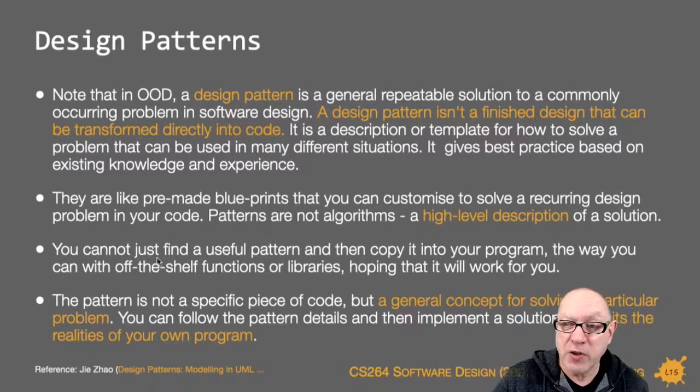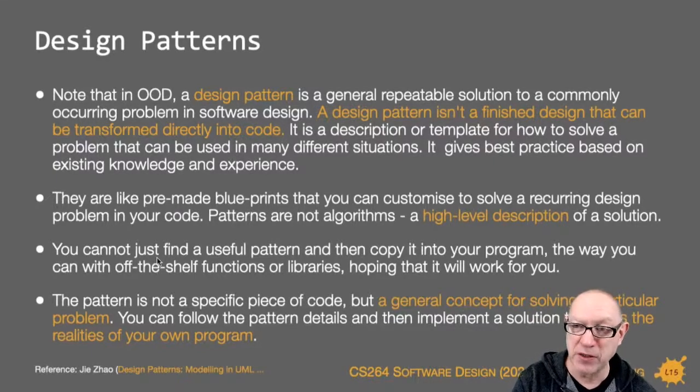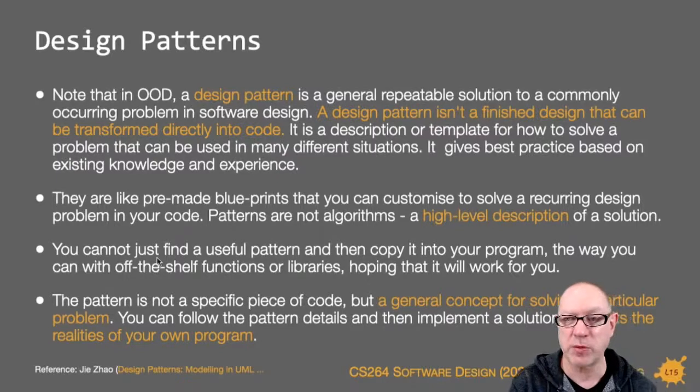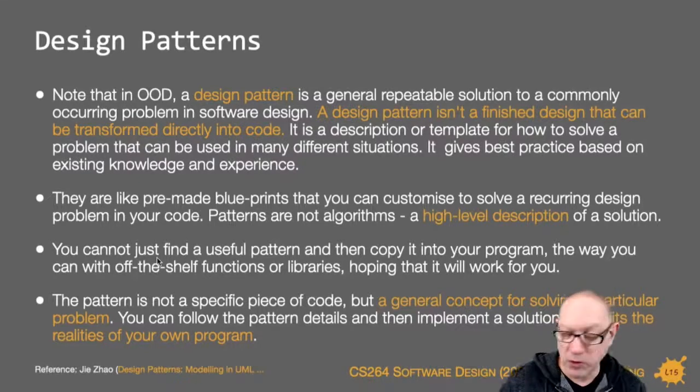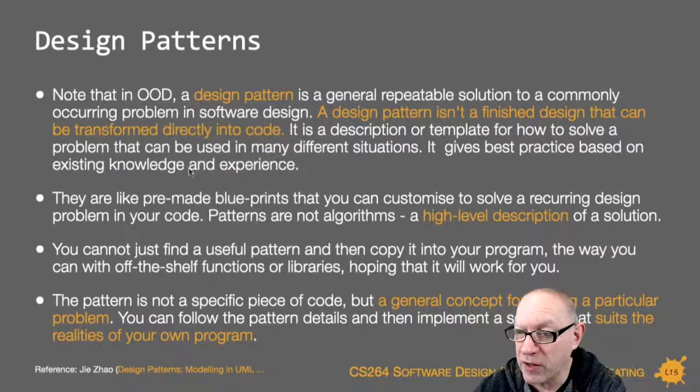In object-oriented design, a pattern is a general, repeatable solution to a commonly occurring problem in software design. It is not a finished design, and it can't be transferred directly into code. I mean, it doesn't come as a bunch of code that you could just drag and drop into your code and say, well, I can use this. It's a description, a template for how to solve a problem that can be used in many different situations. It gives a best practice based on existing knowledge and experience. And those words, existing knowledge and experience, are really important.